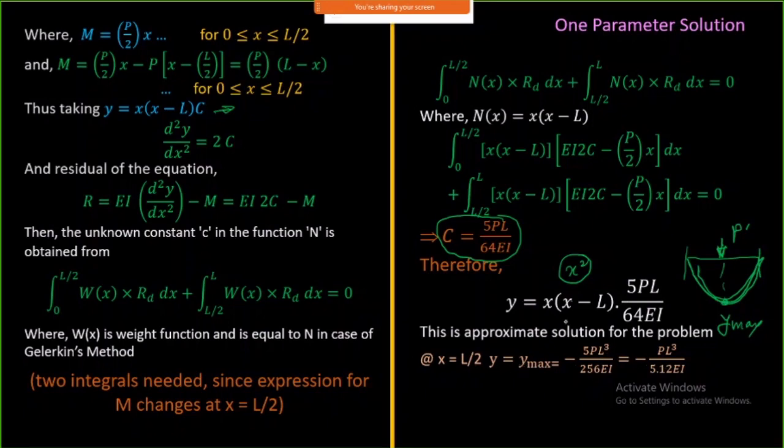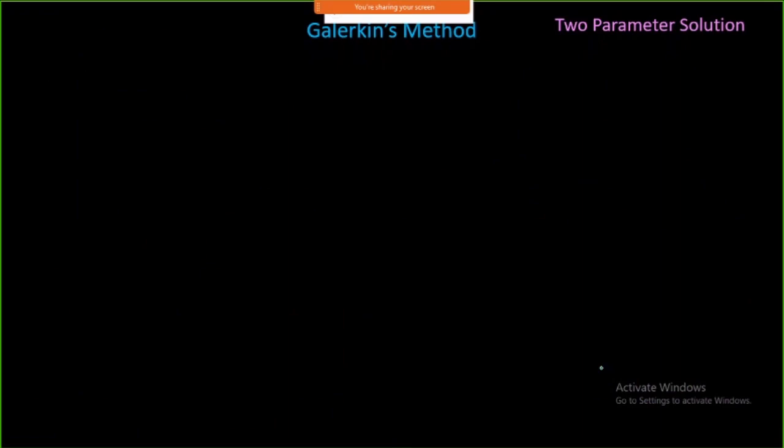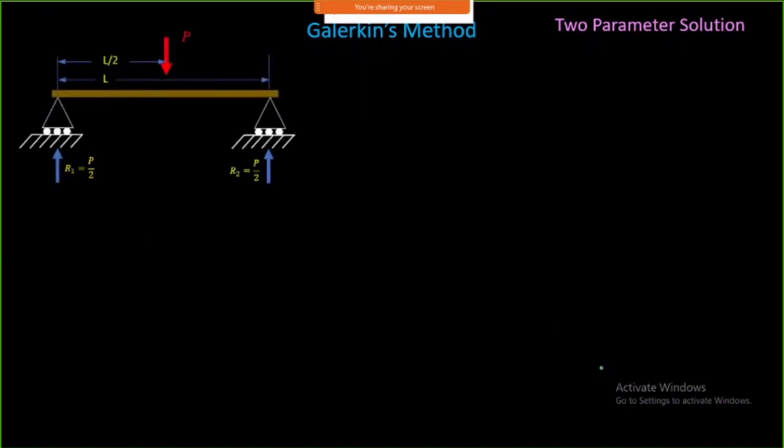You can substitute L by 2 into this, and you will get something like 51.2 EI, whereas the exact solution is 48 EI. So we are very near to it, not exactly 48 but somewhere near, 51.2, a higher value. This is how we can get a one parameter solution. We will look at a two parameter solution and then stop; the next part we will cover in the next session.